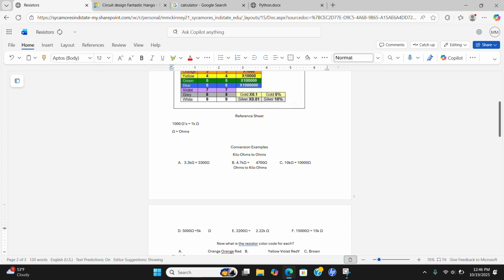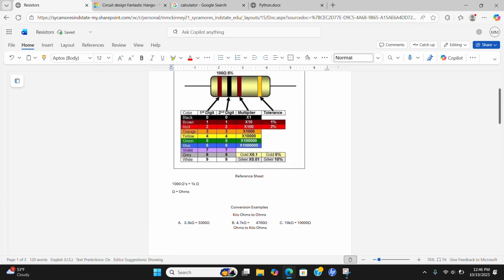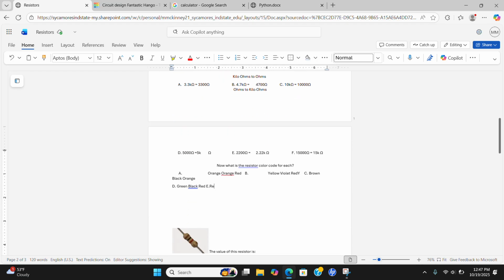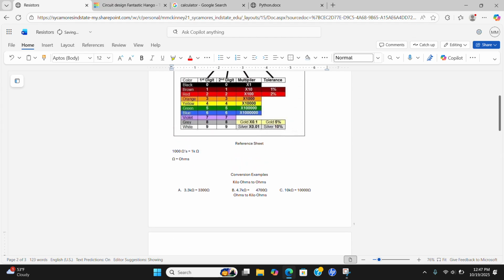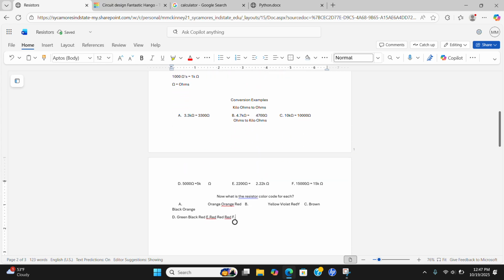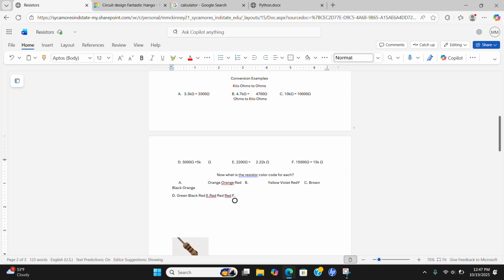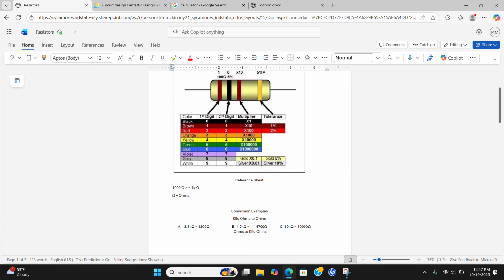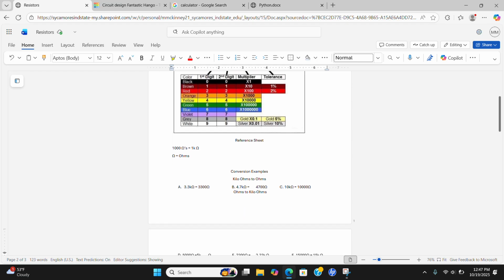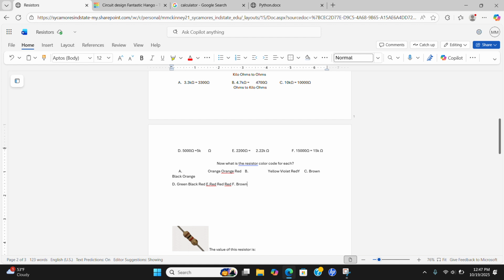For number E, we have 2,200 ohms. So the two twos are red and the two zeros are red. So it's just red, red, red. For F, we have 15,000 ohms. So the 1 is a brown, the 5 is a green, and the three zeros are orange. So it's brown, green, orange.